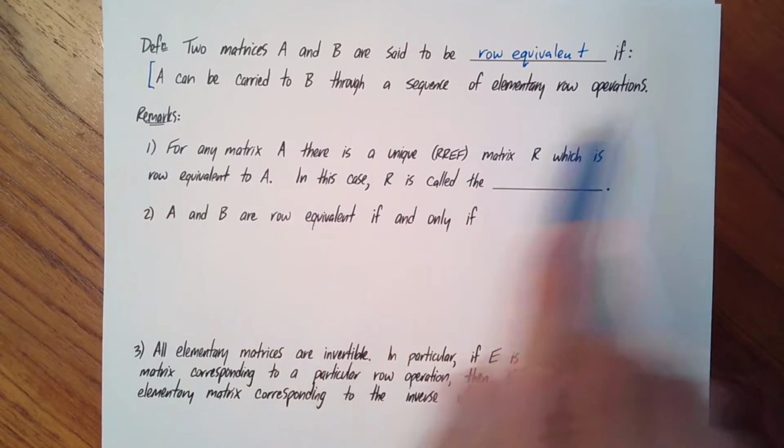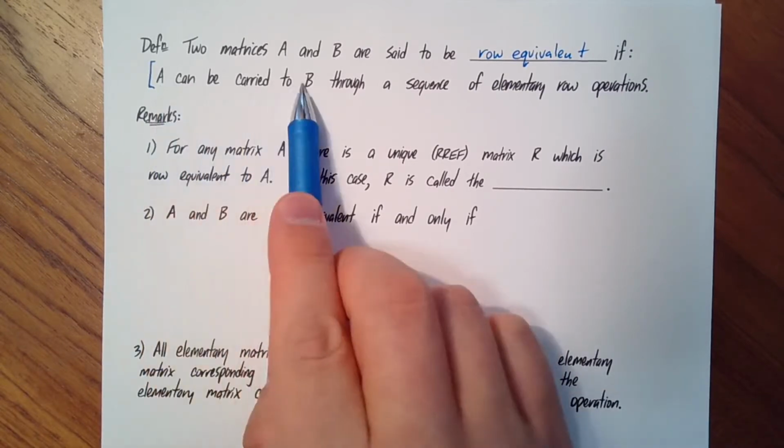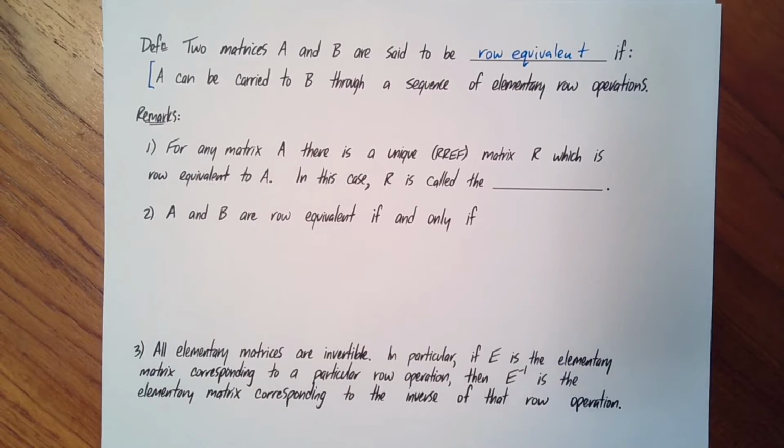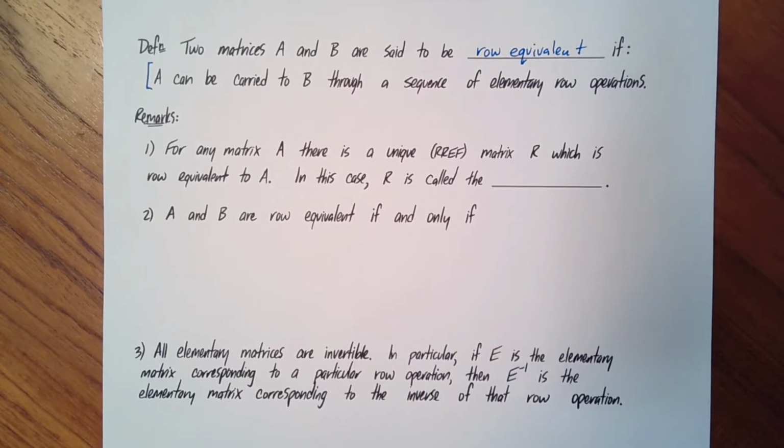Now sometimes this will be true and sometimes it'll be false. It depends what the matrices A and B are. But in the case where this statement is true, if it is possible to carry A to B through a sequence of elementary row operations, then we say that A and B are row equivalent. Okay, so there's a few things you can say about this.